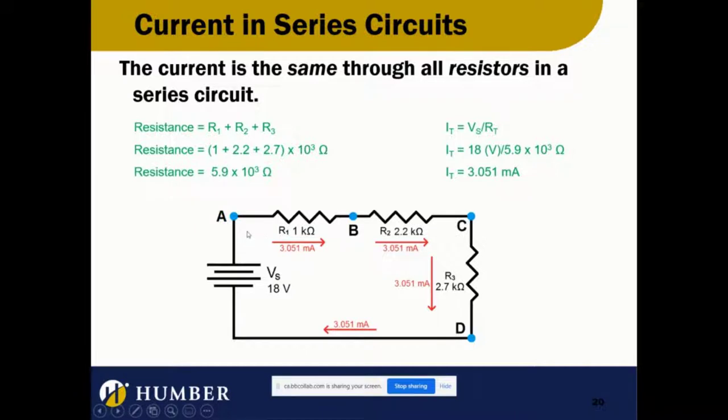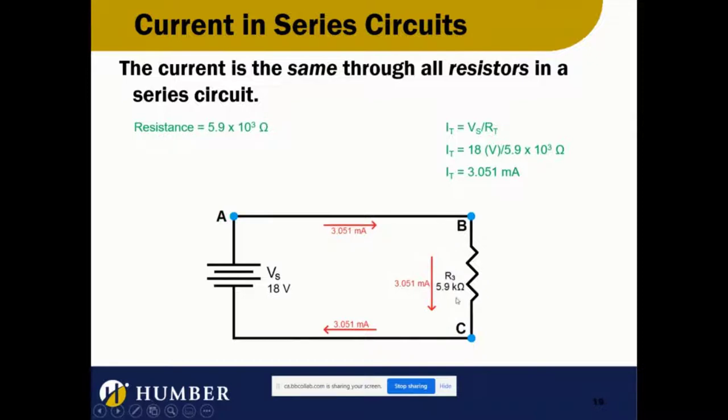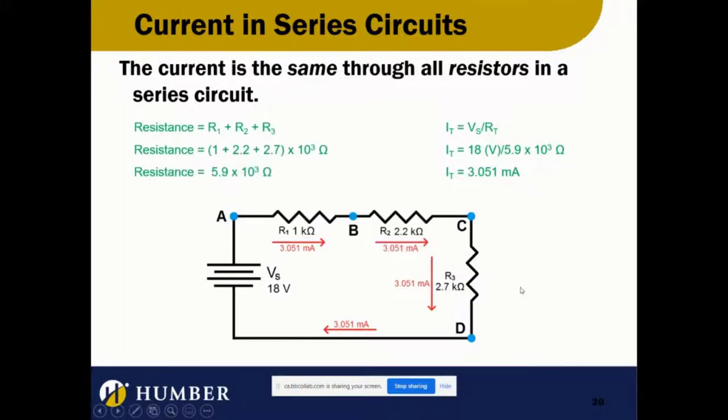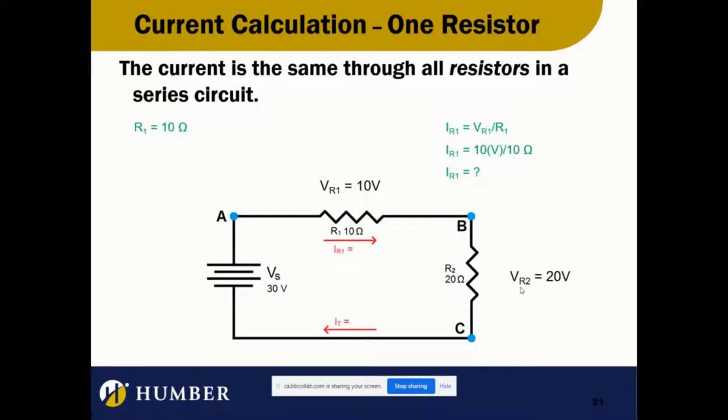essentially, this battery looks at these resistors as one big resistor. This battery, all it's doing is pushing out electrons. It knows that there's a certain amount of restriction or resistance in the total circuit. It doesn't know if that resistance is made up of three resistors or one resistor. All it knows is that it has to push up against a certain amount of resistance, which is technically 5.9 kilo ohms. So it's another way of looking at it. I hope that makes sense to you.